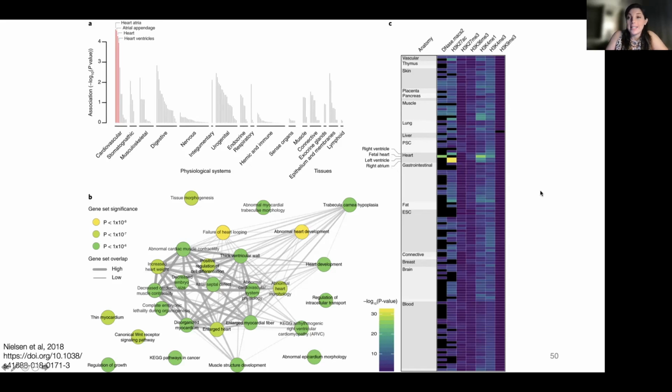So again, DEPICT has a lot of different things that it does, but it's a method that integrates a lot of the data that we've talked about and allows you to move from your GWAS loci to making some hypotheses about what's going on mechanistically and biologically.